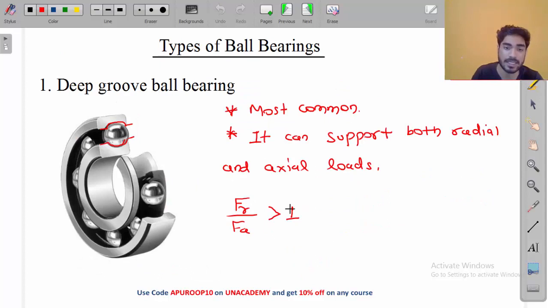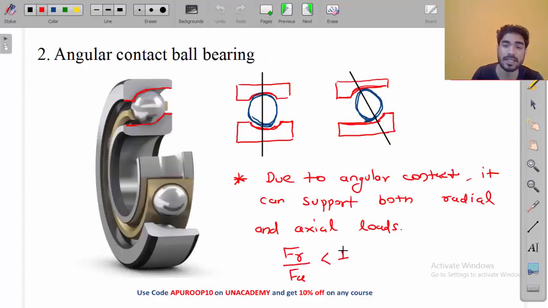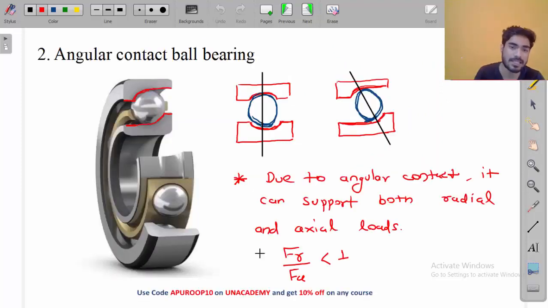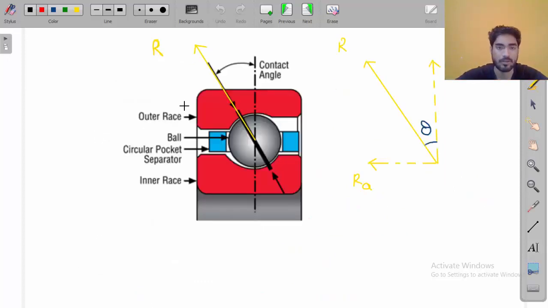Here FR by FA is greater than 1: radial component is greater than axial component. Here radial component is less than axial component. So you can design it like that, by increasing or decreasing this theta. You will design it in such a way that the radial component is low and the axial component is high. Do you understand why an angular contact ball bearing can support radial as well as axial load? Because of the angular contact. The contact is not on the vertical axis; the contact is angular, my friend.